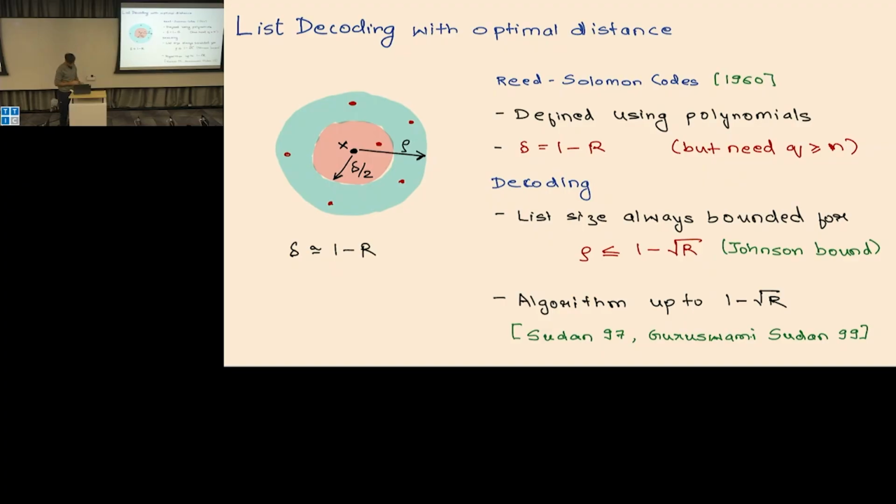So, bounded, you mean an absolute constant depending only on the constant capital R? So for any epsilon, the list size at radius 1 minus root R minus epsilon will be bounded as a function of epsilon, but not of n. You have to go a bit below the Johnson bound. But if you want 1 minus root R, it can still be bounded as a function of n, but a polynomial function of n. A polynomial function. Yeah. And epsilon also? Yes, it's 1 over epsilon square. Okay.